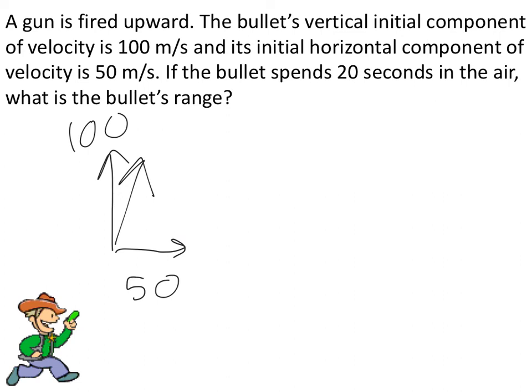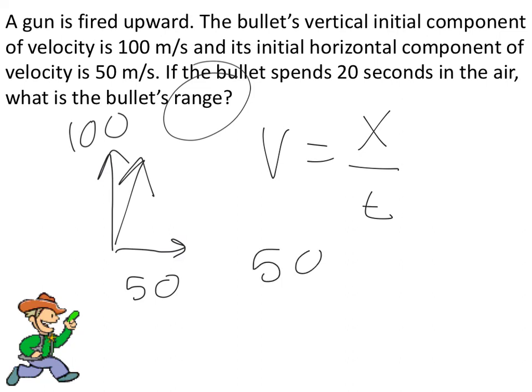Now range, that word right there, that's how far it travels on the x-axis. So which of these two numbers do we care about in this case? Hopefully you guys guessed this one. If range is what we're talking about, then the x velocity is what's important. As long as we have time, and we do have time right here. The only x equation, as we know, is v equals x over t. In this scenario, v is 50. X we don't know, we're trying to find that one. And t is 20.